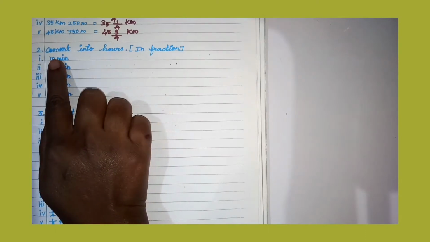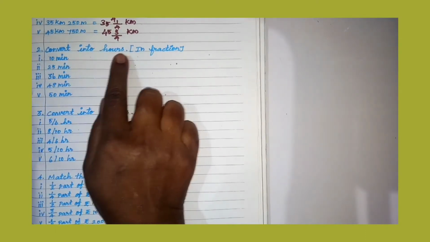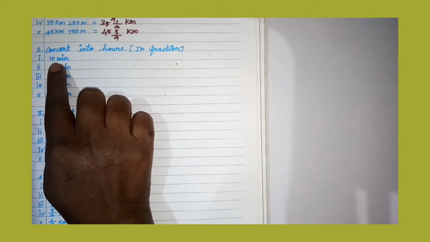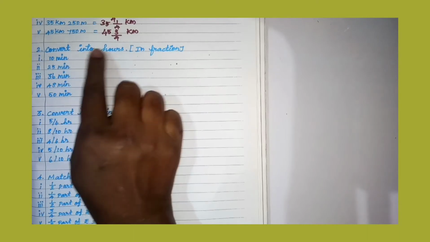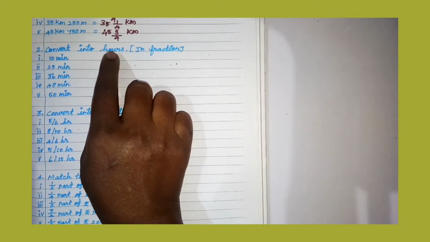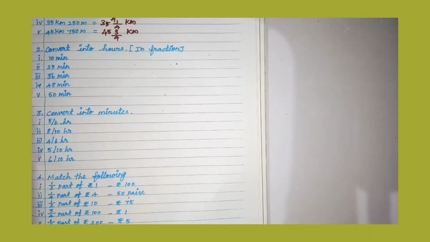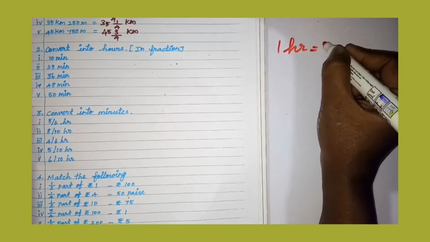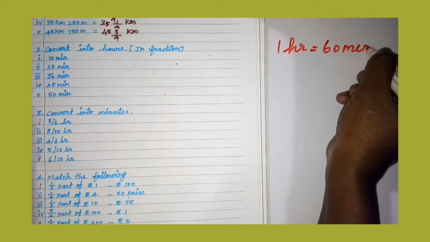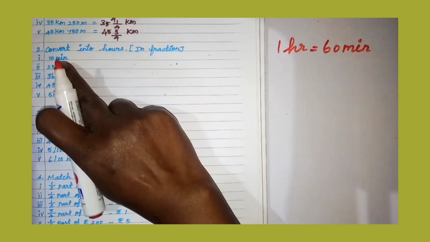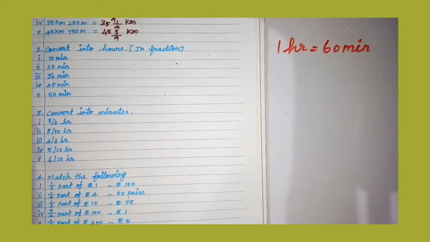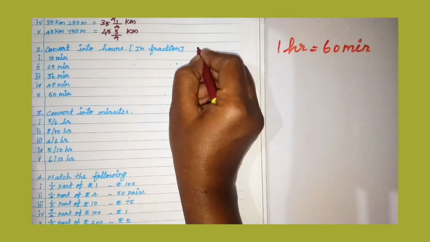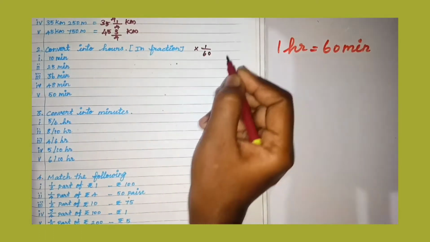See the second sum. Convert into hours in fraction. First sum, 10 minutes. The value given in minutes we have to change to hours. So already we know the formula: 1 hour is equal to 60 minutes. So minutes to hours we have to change means we have to use this formula: the given value into 1 by 60.